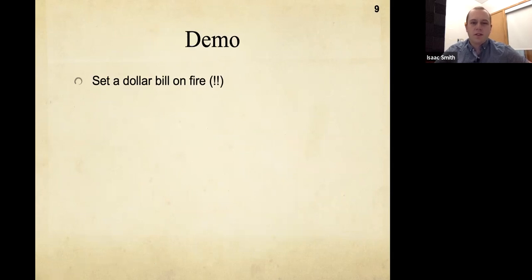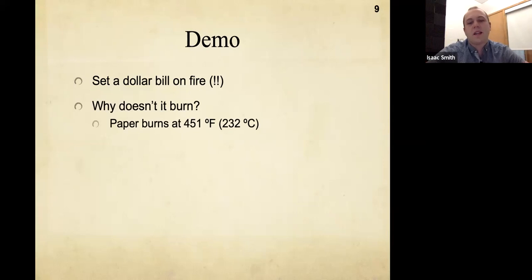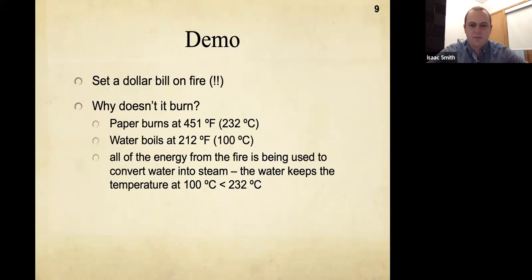So maybe search YouTube for this demo if you want. You don't have to, but basically what I usually do is have a mixture of water and ethanol, and you dip a dollar bill in it, and then you light the dollar bill on fire. And what happens is there's a big flame around the dollar bill, and the dollar bill doesn't actually burn. So what's happening is, paper burns at 232 degrees Celsius, and water boils at 100 degrees Celsius.